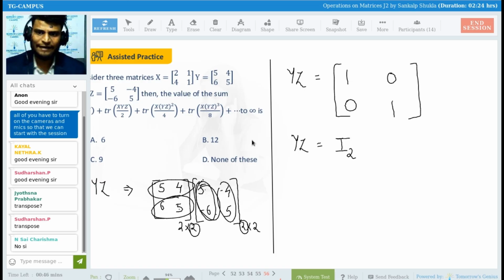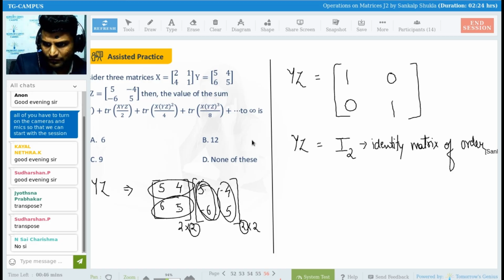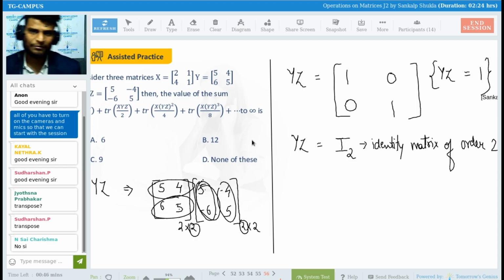So what is this I2? I2 is the identity matrix. Identity matrix of order 2. So now if somewhere YZ is written, I can simply write it as 1. Why? Because YZ is a matrix, which is an identity matrix, which is equivalent to 1. So in place of YZ, I'll be writing 1, because I know that YZ is an identity matrix. Identity matrix means nothing is written, only 1 is written.